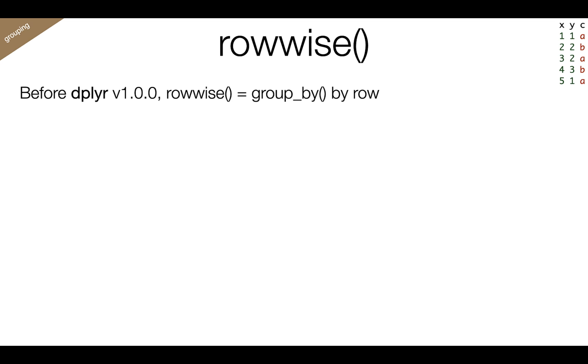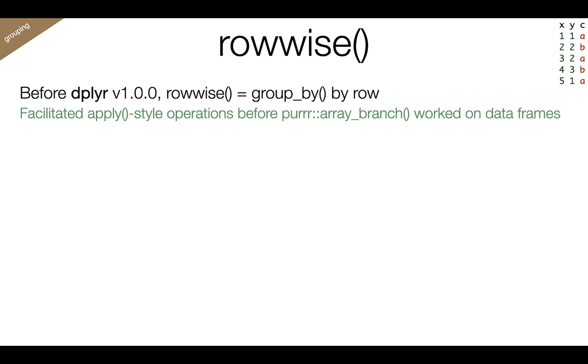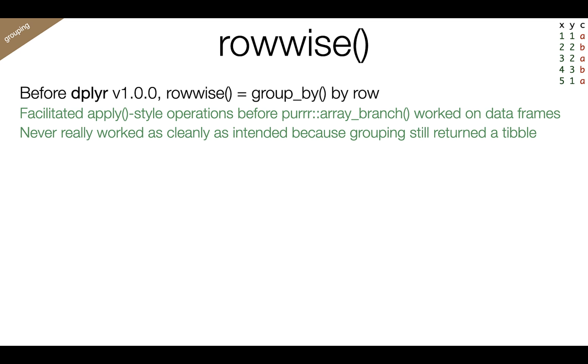Now, the last thing that we need to talk about is the row-wise function. Before dplyr version 1.0.0, row-wise effectively acted as a group by row, even though row was not, of course, a column in the dataset. The purpose of this was to facilitate an apply style operation where you're applying a function across different rows of the tibble. This was really before purrr came into the picture and would work on data frames. Nevertheless, it never really worked quite as cleanly, I think, as people wanted, because the grouping still returned a tibble.